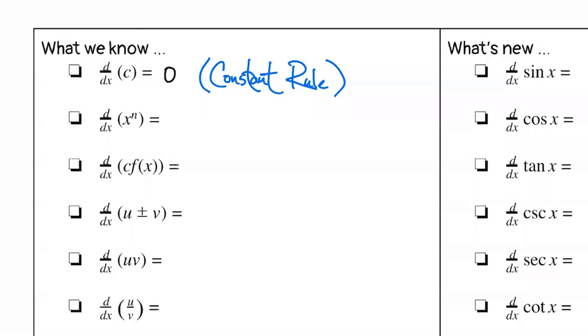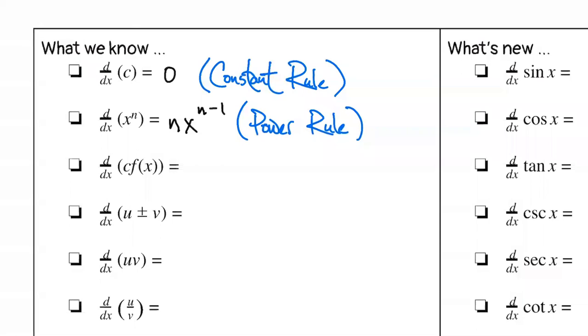All right. What about d dx of x to the n? How would we generalize this rule? Excellent. All right. So we bring the power down, we keep the variable, and we lose 1 from the power. And that is our notation for power rule. Okay.